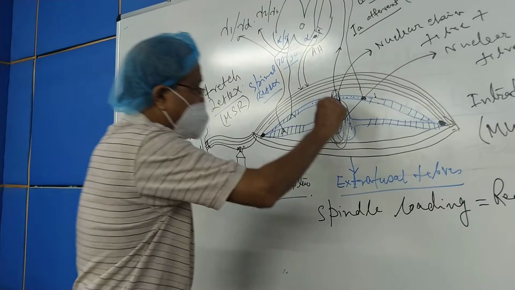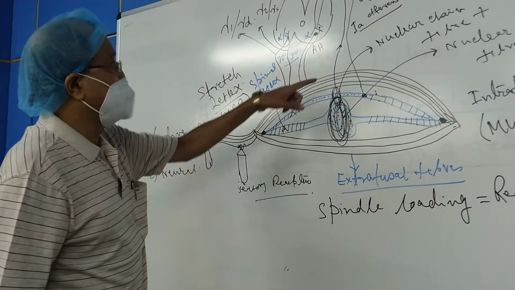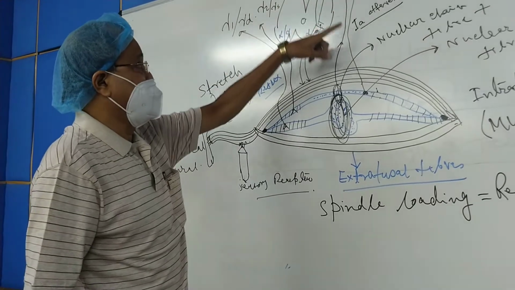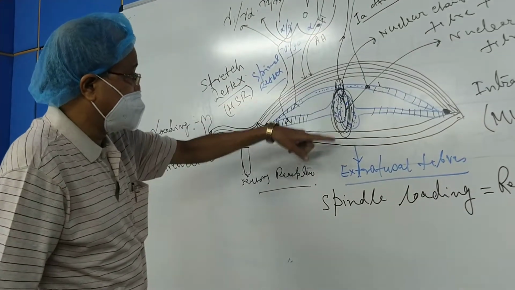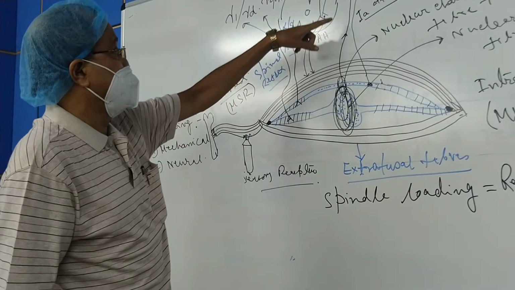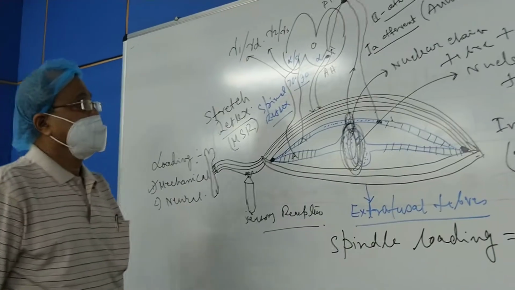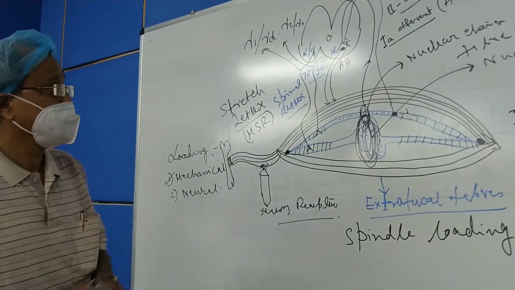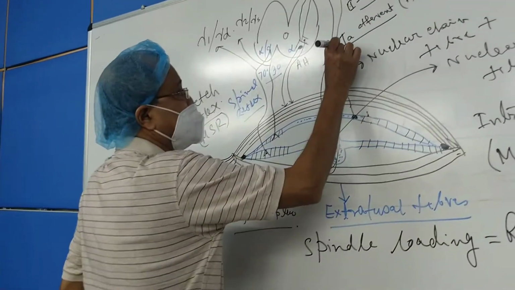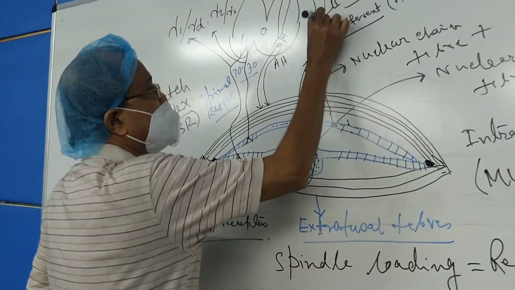So there will be stretching of this central or equatorial region, and the afferent impulse by the 1A fiber, very very important, because the central region of both bag and the chain fibers give origin to the 1A fibers, 1A afferent, right? This is the 1A afferent, and this is the 2 afferent.